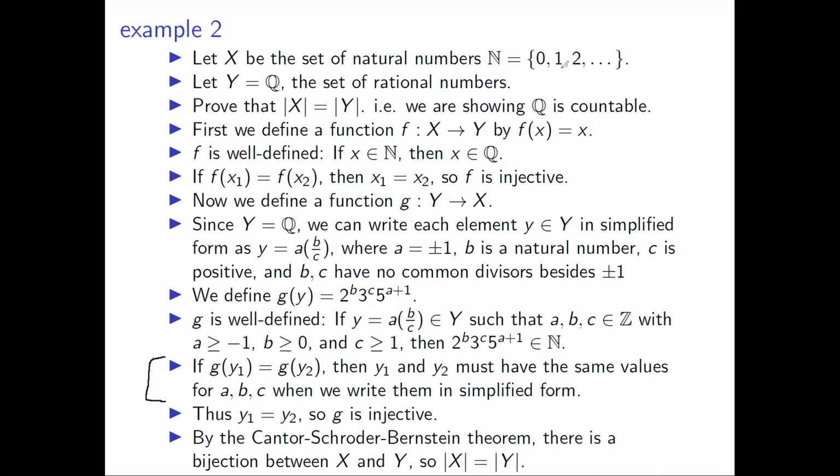Okay, so on to the next example. And for this example, I'll first mention the end of this one. We talked about this second to last bullet, y1 equals y2, so g is injective. So we showed that we have an injection going from x to y, and an injection going from y to x. So by the Cantor-Schroder-Bernstein theorem, there's a bijection between x and y. So x and y have the same cardinality. So we showed that the rational numbers are countable here.